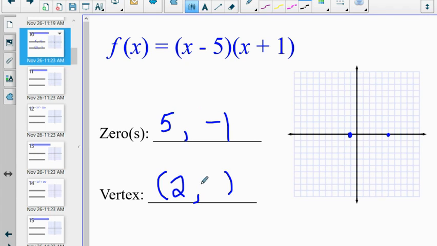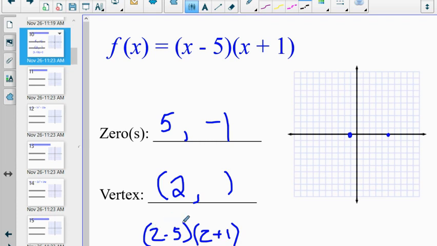The average of two numbers is them added up and divided by 2. And to find the y-coordinate of the vertex, we'll just plug 2 in. If the x value is 2, this function tells us what to do. We're going to take 2 minus 5 and 2 plus 1. We'll see what that gives us. Negative 7 times 3 is negative 21.